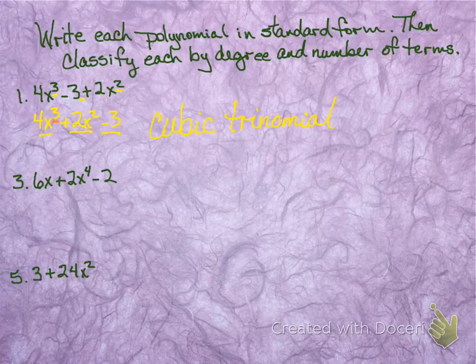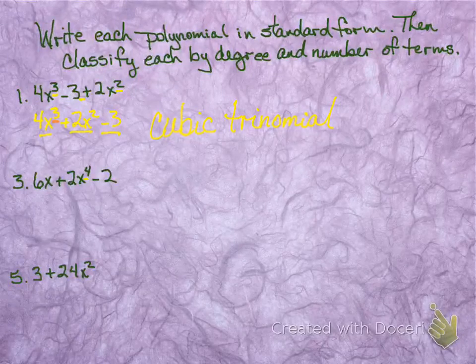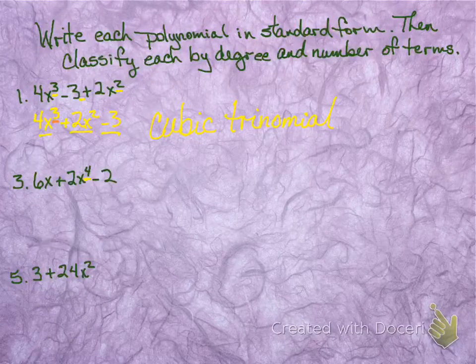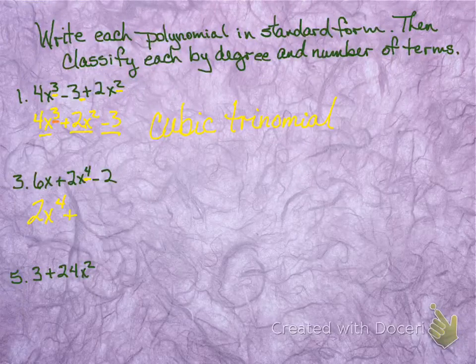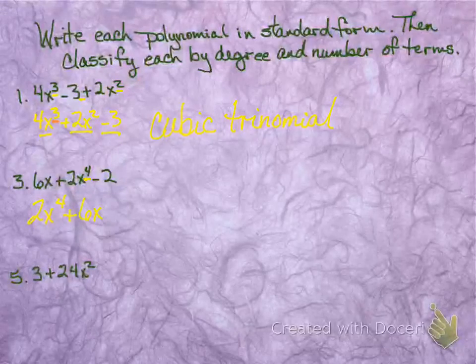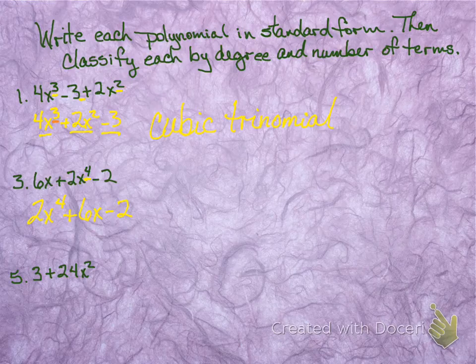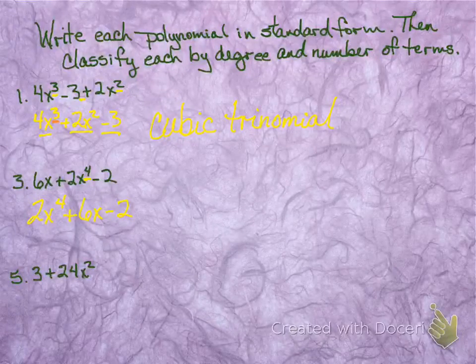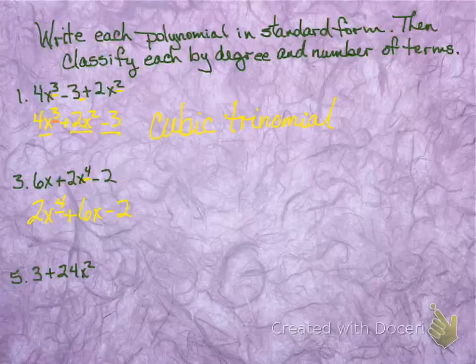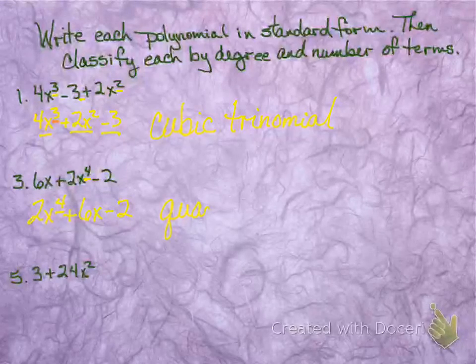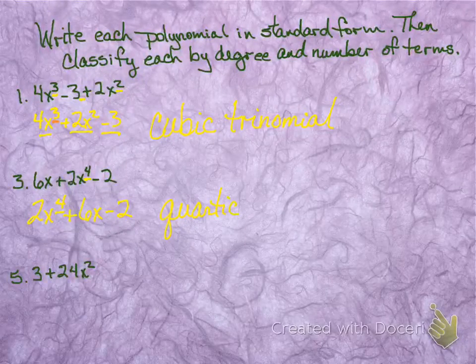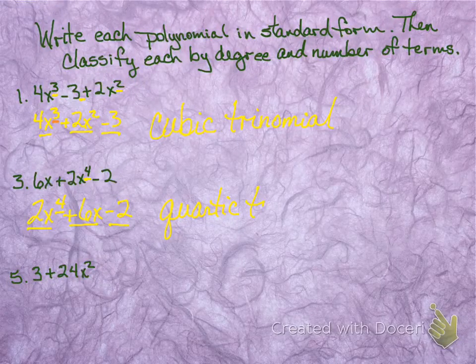Number 3, okay, we have 4 as our highest exponent, so we have 2x to the 4th power plus 6x minus 2. That puts us in standard form. 4 is our largest degree. That is quartic. So quartic, and we have 1, 2, 3 terms. That is a quartic trinomial.